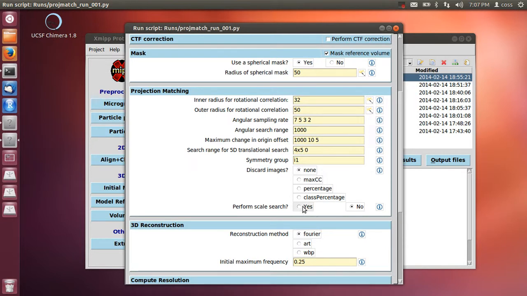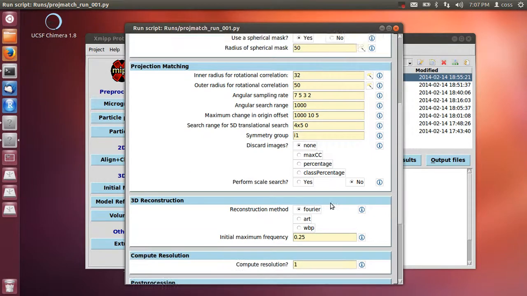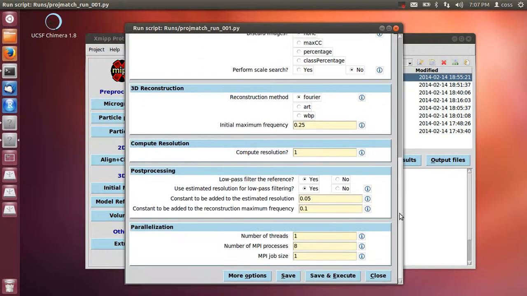You may also want to look for small scale changes. So if you have small magnification changes, you may look for these variations, and then you have to choose the 3D reconstruction algorithm that you want to use. Normally Fourier is the default choice, so it is pretty fast and it gives very good reconstructions, especially if you have a good angular coverage and you have enough particles. Enough particles is anything more than 200 or 300.